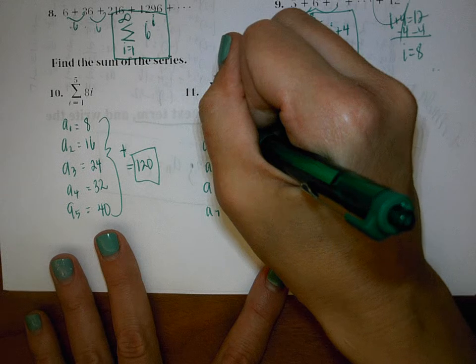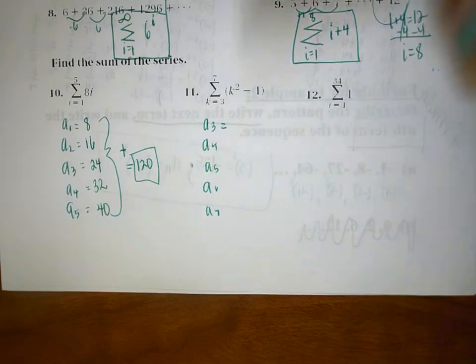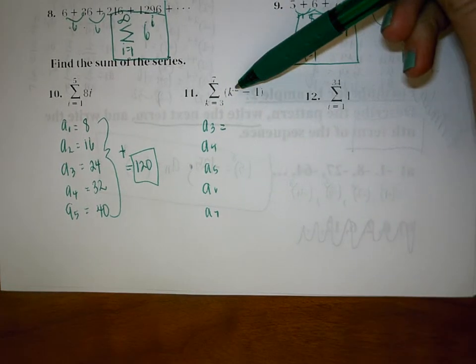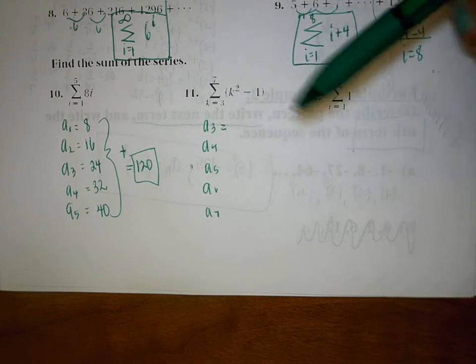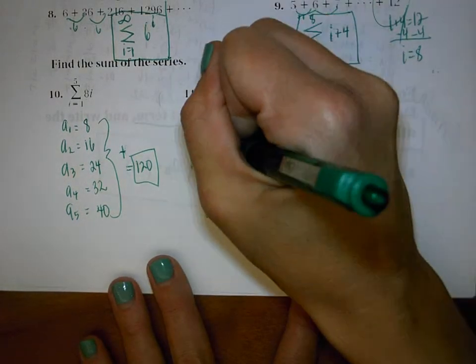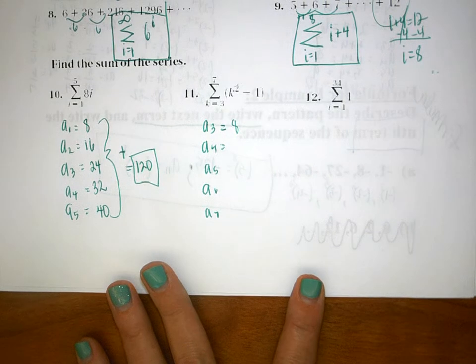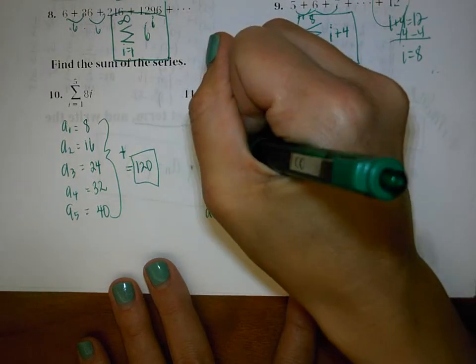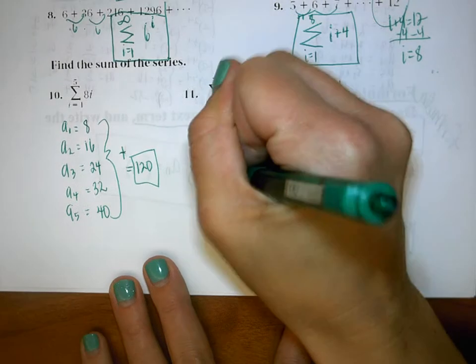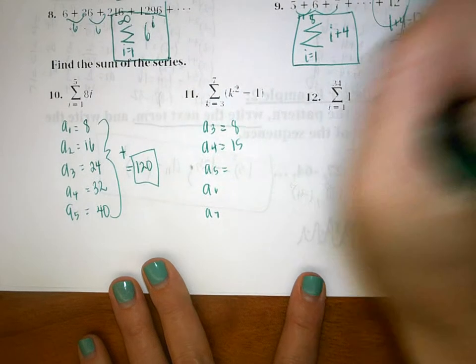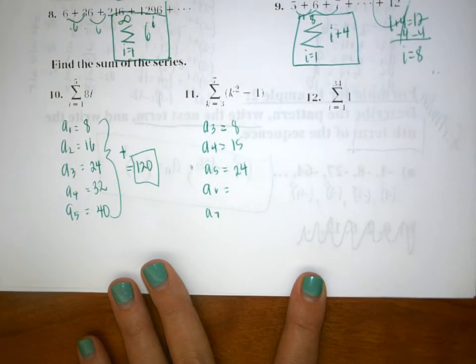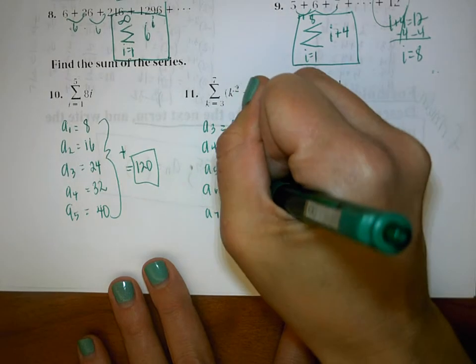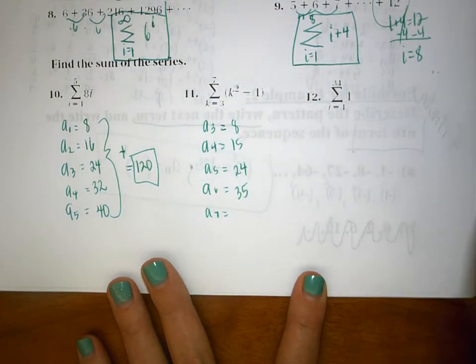Okay, you can write all these out if you want to, but I think we can do these in our heads, I'm hoping. So 3 squared is what? 9, and 9 minus 1 is 8. 4 squared is 16, and 16 minus 1 is 15. 5 squared, 25 minus 1 is 24. 6 squared is 36, minus 1 is 35, and 7 squared is 49, minus 1 is 48.